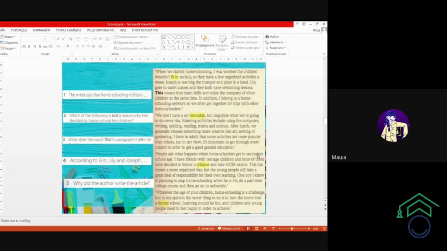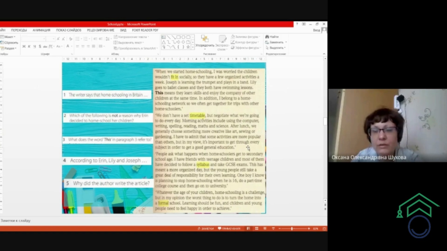We don't have a set timetable, but negotiate what we are going to do every day. Morning activities include using the computer, writing, spelling, reading, math, and science. After lunch, we generally choose something more creative like art, sewing, or gardening. I have to admit that... Sorry to interrupt you, sewing. Sewing.